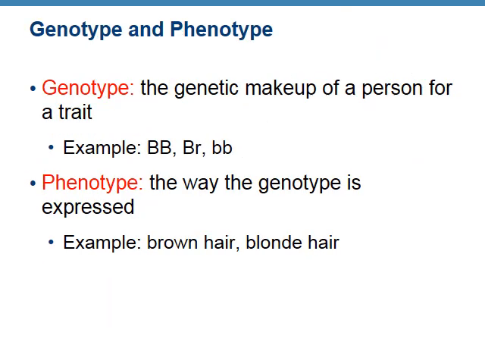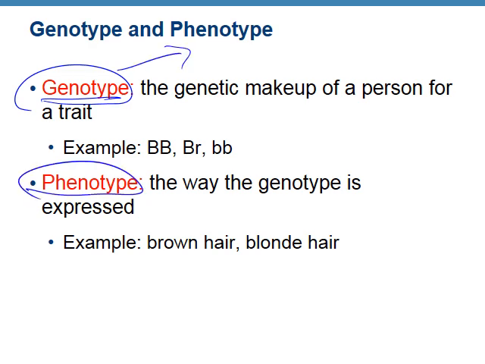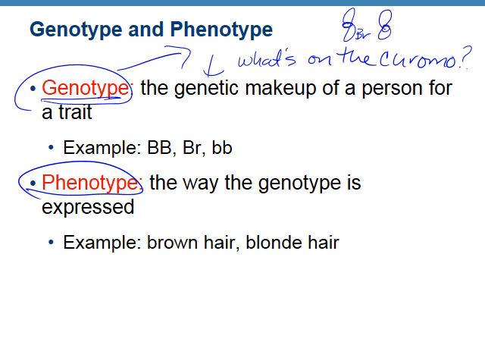Another way that we can talk about genes are genotype versus phenotype. Genotype is genetic. So I like to think, what's on the chromosome? Whatever's on the chromosome, if you have a brown allele and you have a blonde allele, right, that's your genotype. They usually do the little b would be recessive and the capital B would be the dominant.